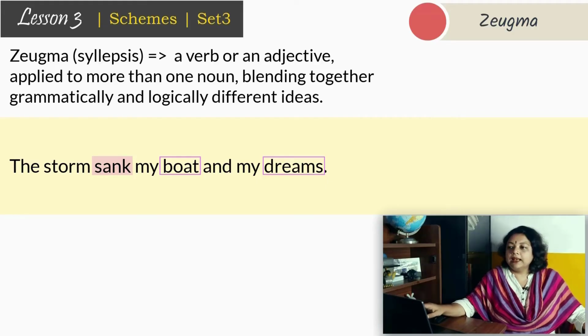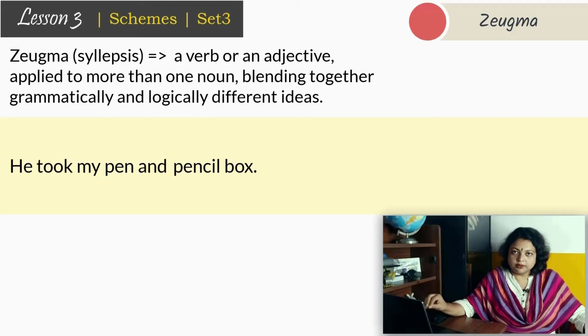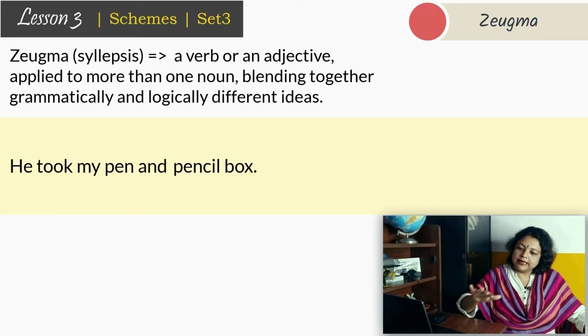All right. Now, what is the trick to identify a zeugma? Whenever you look at a line, try to identify the verb. Then you try to see whether that verb is attaching itself to two different objects or not. And are these two different objects dissimilar? For example, if I say, "he took my pen and pencil box," it doesn't matter. Both are on the same level of practical life, right? It can be done together.